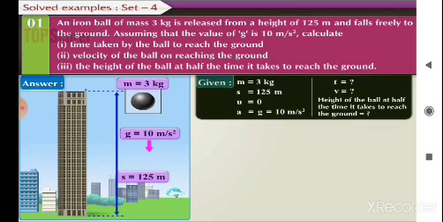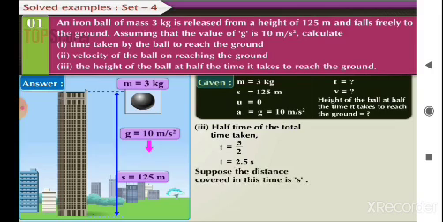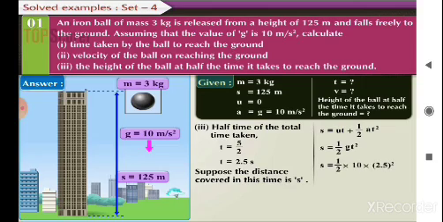Now, the height of the ball at half the time it takes to reach the ground. To calculate half of the total time taken, T is equal to 5 upon 2. T is equal to 2.5 seconds. Suppose the distance covered in this time is S. S is equal to ut plus half of at square. Newton's second equation. S is equal to half of gt square. S is equal to half of g is 10, t is 2.5, (2.5) square.